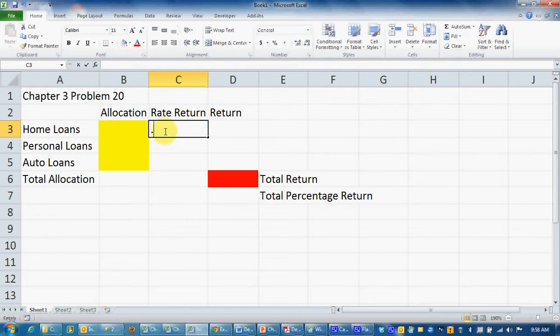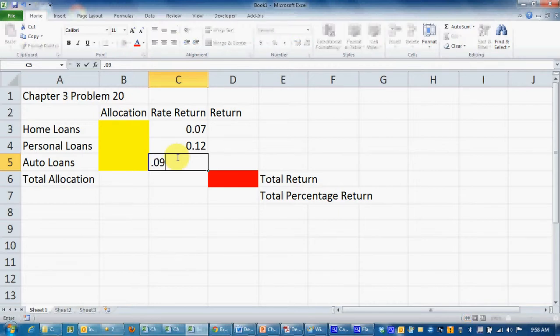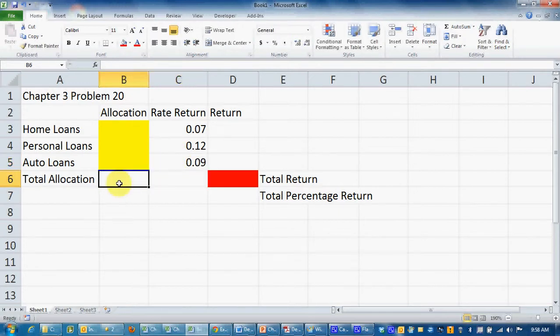So let's go ahead and plug in the numbers we know. This is 0.07 for 7% for home loans. For personal loans, it's 0.12. And for automobile loans, we're at 0.09. Okay, total allocation. And this is something we're going to need to calculate your total percentage return. So your total allocation is going to be what? That's given to us, and that's at $1 million.